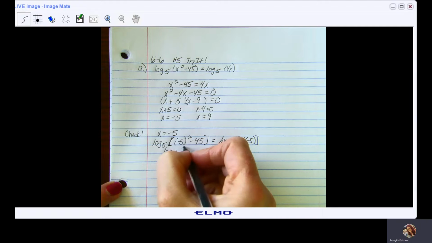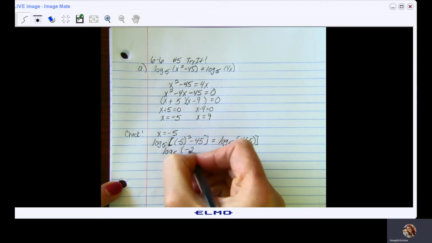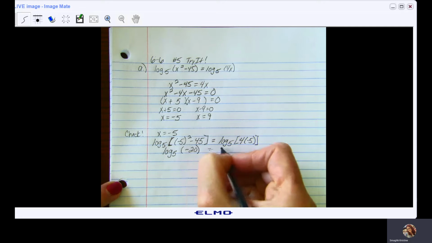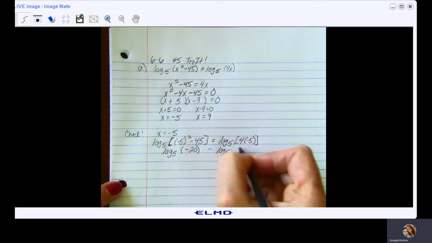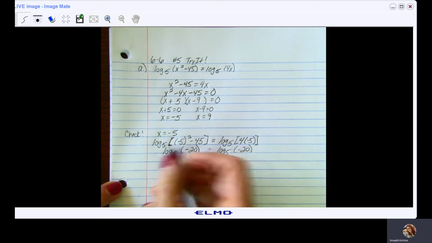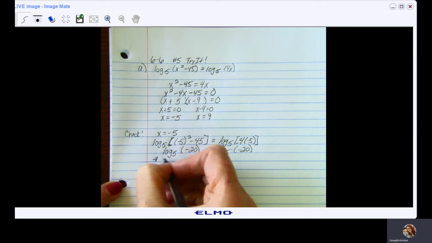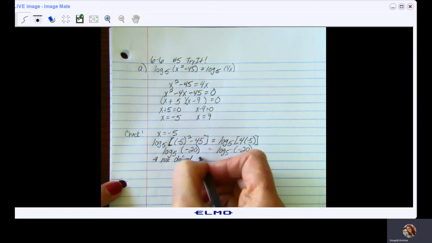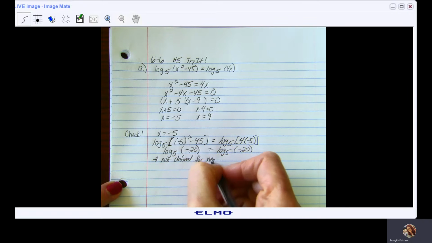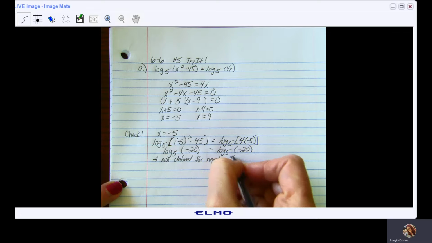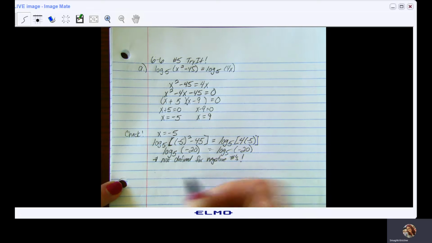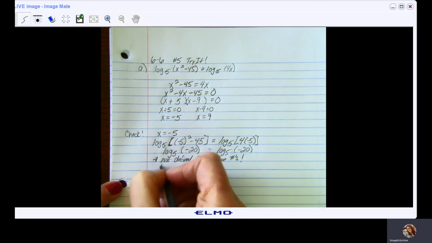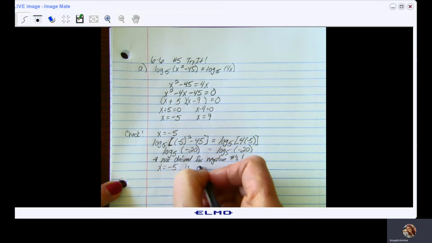So let's just follow through on this. This is going to get you negative 20, and log base 5 of negative 20. So again, not defined for negative numbers. So that means x equals negative 5, excuse me, is extraneous.